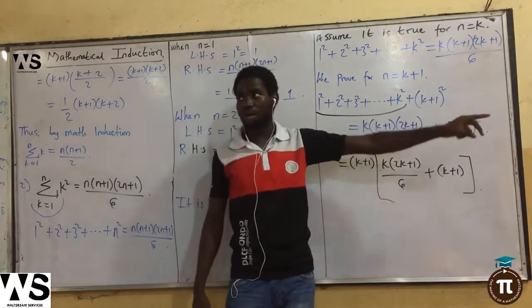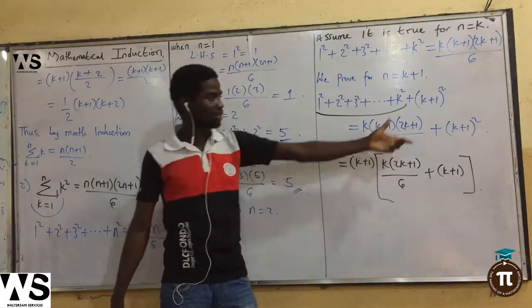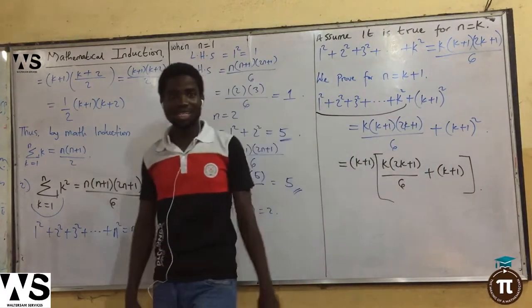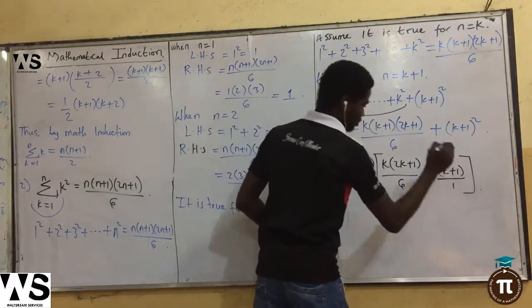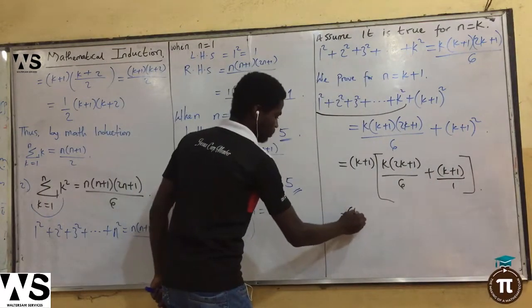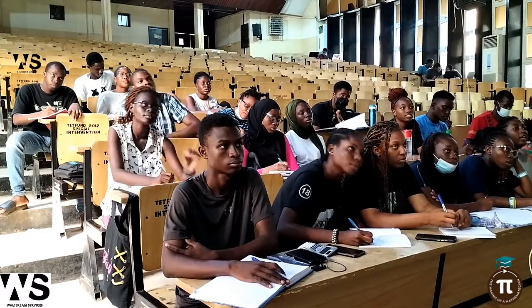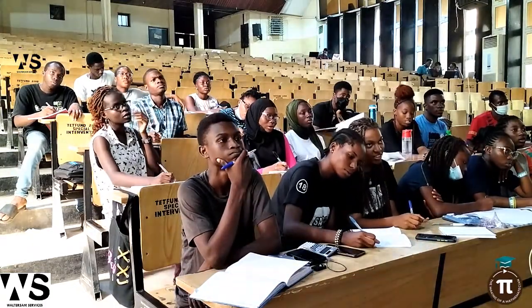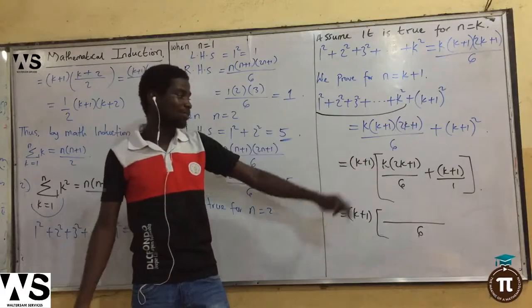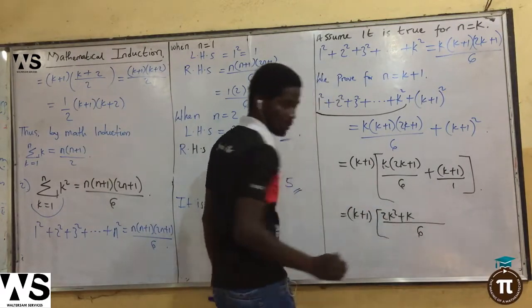This k plus 1 whole square means there are 2 of it. Do you understand? So 1 is out, it remains just 1 of it. Now, LCM, this is over 1. This will be equal to k plus 1, right? LCM is 6. 6 divided by 6 is what? I have this at the numerator, right? But let me just expand immediately. I have 2k squared plus k.